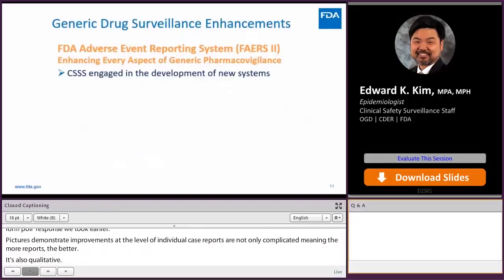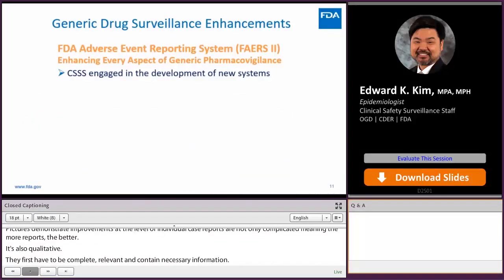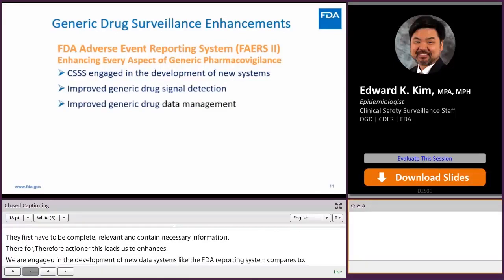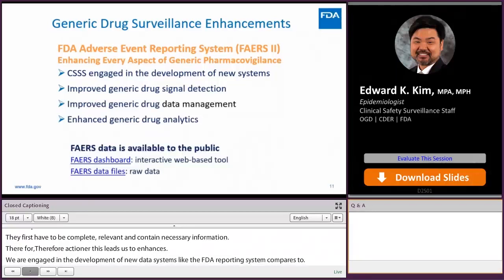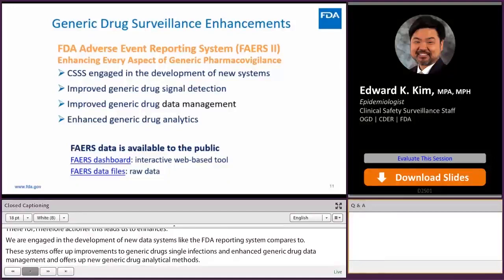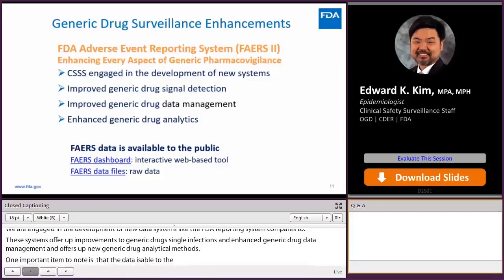And CSSS is engaged in development of new data systems like FDA's Adverse Event Reporting System, FAERS-2. These systems offer improvements to generic drug signal detection, enhanced generic drug data management, and offer new generic drug analytical methods. One important item to note is that FAERS data is accessible by the public. In these following links here on the slide, folks can access the FAERS dashboard, which is an interactive web database tool, and also FAERS data files for raw data.